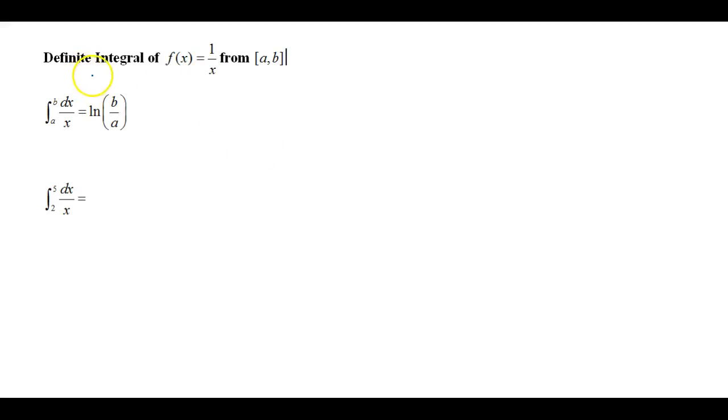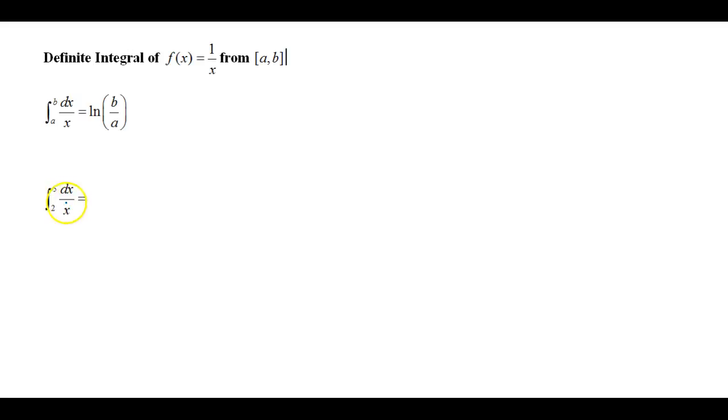Alright, let's take a look at the formula for the definite integral of f of x equals 1 over x from a to b. If I have the integral from a to b of dx over x, I get the natural log of b divided by a. So I just take the upper limit of integration, divide by the lower limit of integration, and that goes into the natural log function. Now, this is a formula that you can memorize, but I'm going to go through the next example showing where this formula comes from.